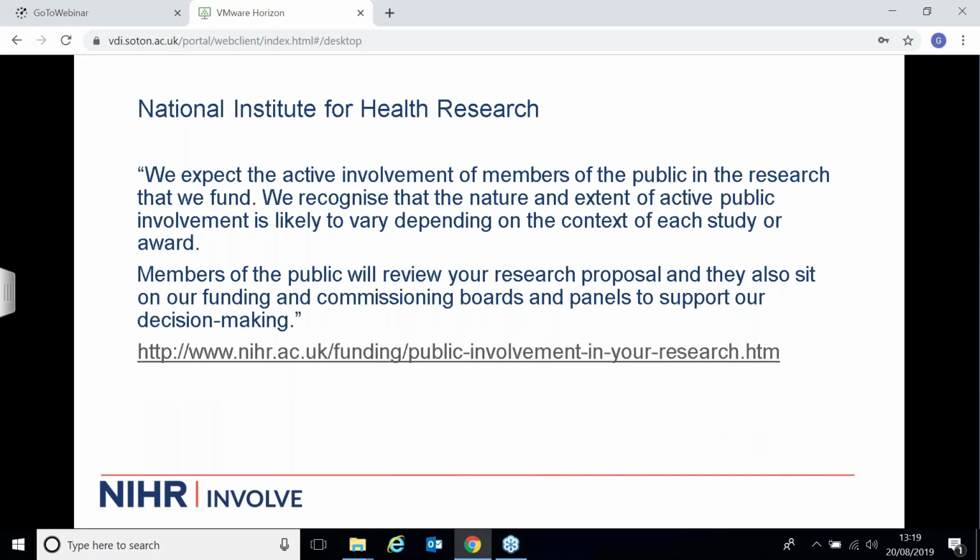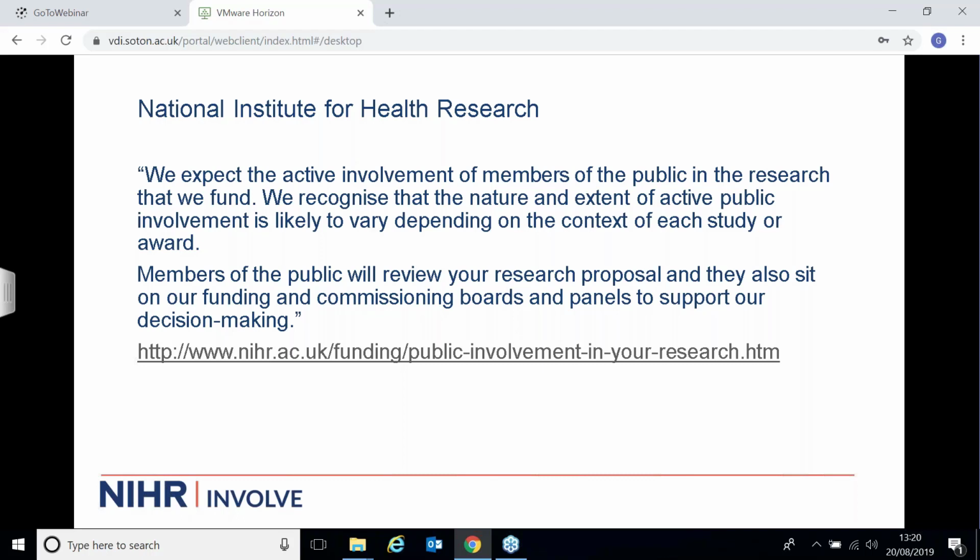So the organisation I work for, for example, is quite clear about this. We expect the active involvement of members of the public in the research that we fund. And quite frankly, if you cannot demonstrate that in a research proposal, then it's very, very unlikely indeed that you'll receive funding from the National Institute for Health Research. And not only that, members of the public will review your research proposal, and they also sit on our funding and commissioning boards and panels, supporting our decision making.